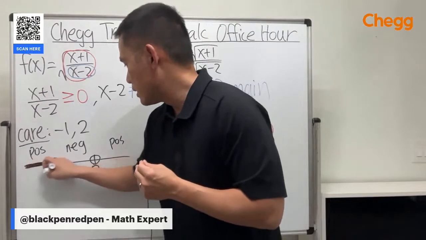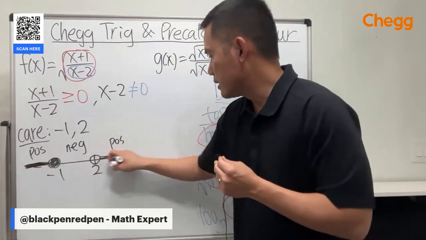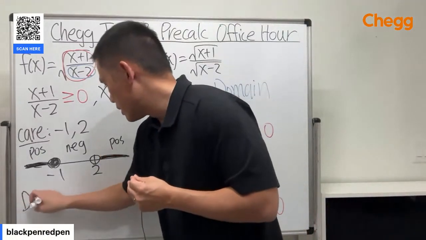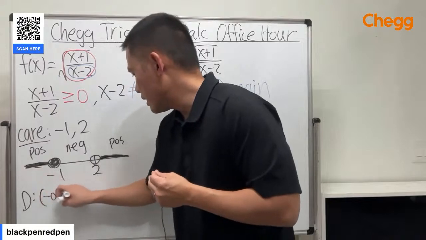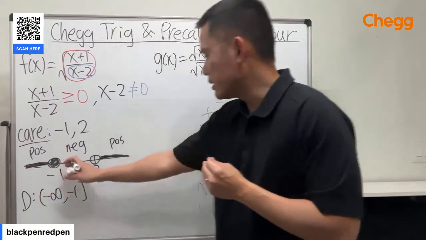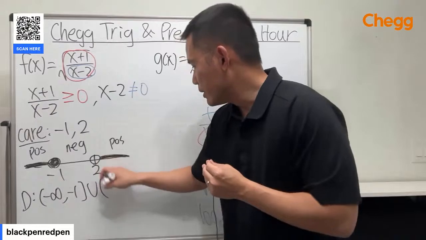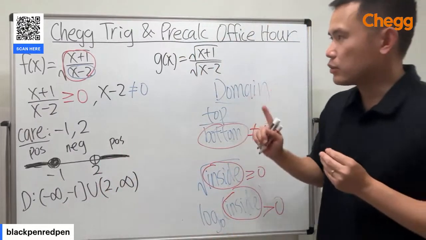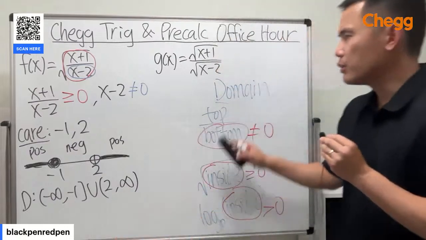So we want this, not that, and this. So for the domain right here, we go from negative infinity up to -1, including -1, but not including the 2. So that's the domain for this function.